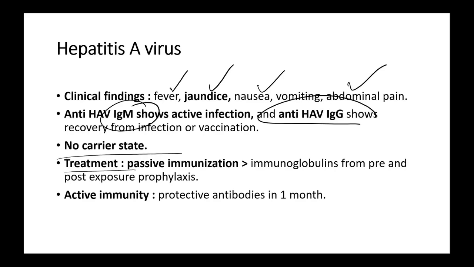What about treatment? Passive immunization can be done for past exposure. Let's say a patient is exposed to a hepatitis A patient, you can give them immunoglobulin for post-exposure prophylaxis. Active immunity: they usually form protective antibody in 1 month.